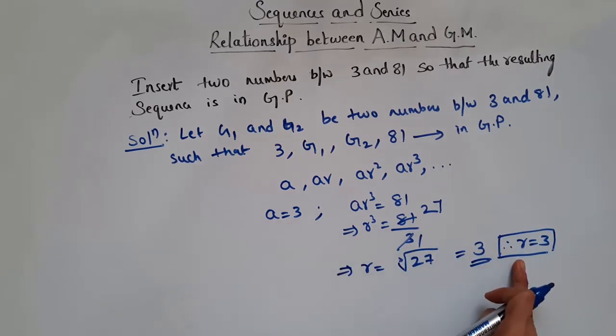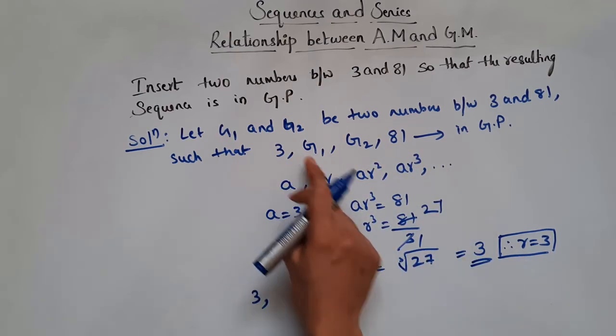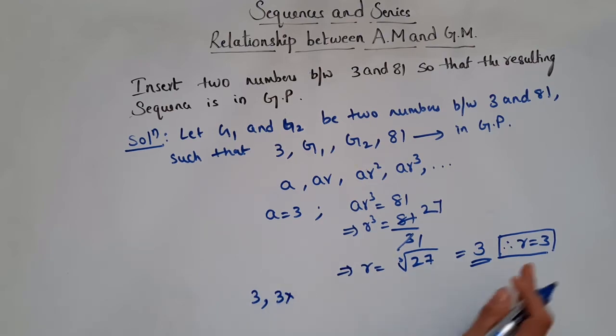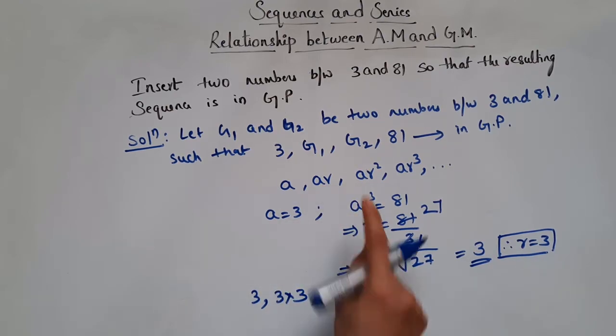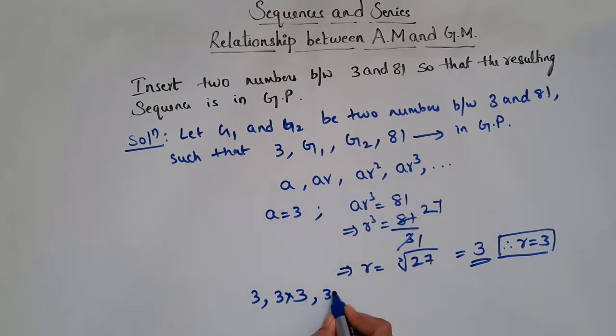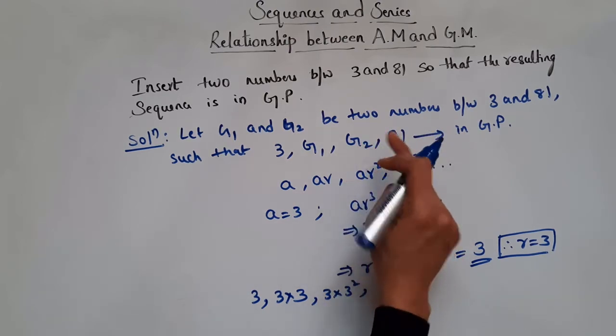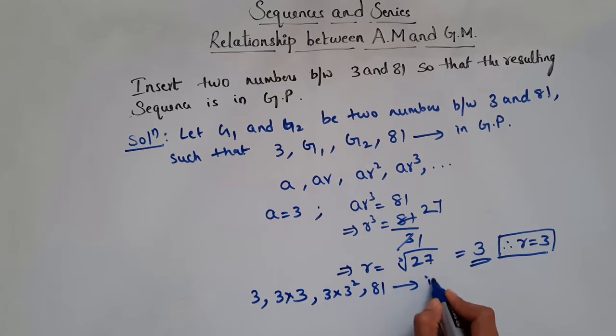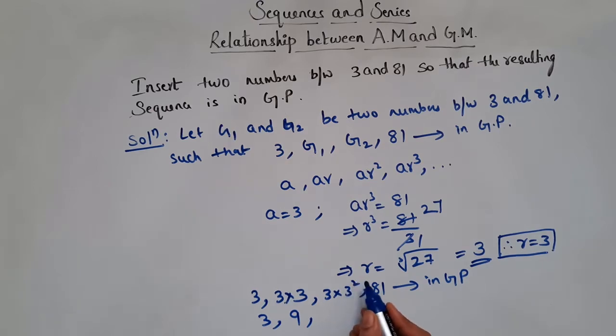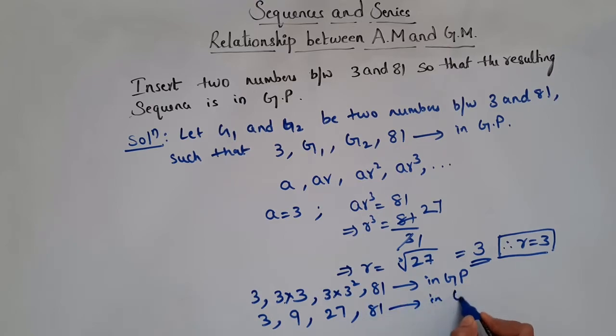Now that we have A and R, we can find this sequence, right? So our sequence is 3, G1 is AR, A is 3 into R is 3, right? G2 is AR square, A is 3 into R square is 3 square, AR cube, that is the fourth term is already we know, that is 81. So this is in GP. So 3, 3 3s are 9, 3 square is 9, 9 into 3 is 27, 27 into 3 is 81. So this is in GP. I hope this is clear. Now let's move on to next problem.